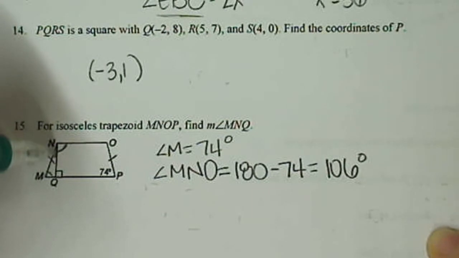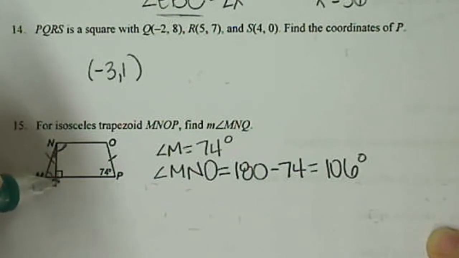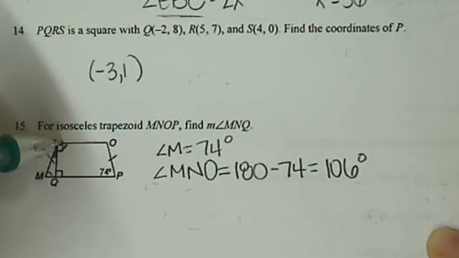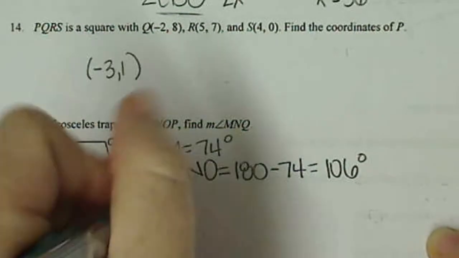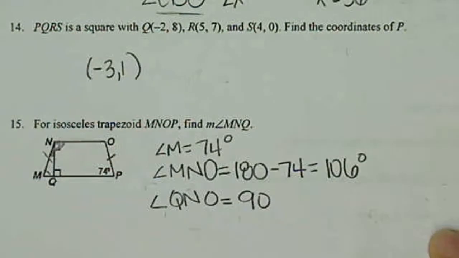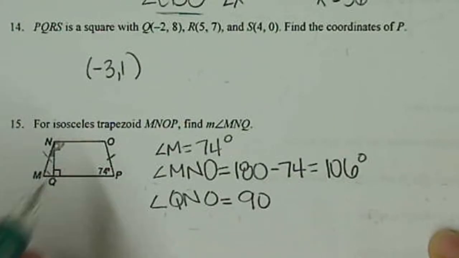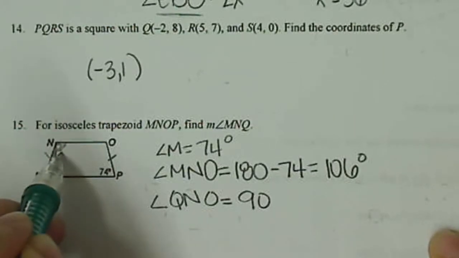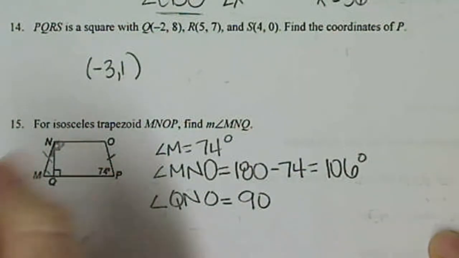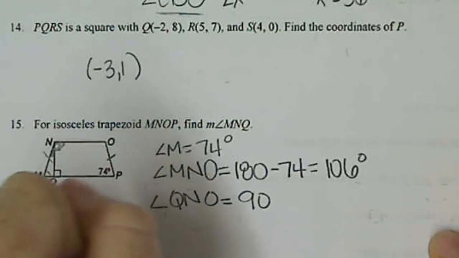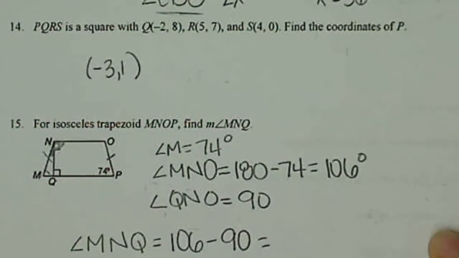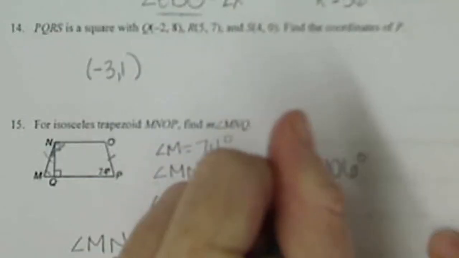Now the reason why we found this angle, this whole thing, is because we want just this little piece right here. And since this is 90, that means this angle right here is also 90. So angle QNO is also 90. So if the whole thing is 106, this piece is 90, we can find that little teeny tiny angle, angle MNQ, by taking 106 and subtracting 90. We get 16 degrees.